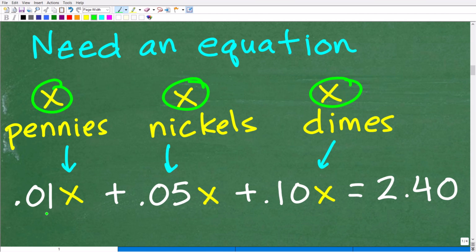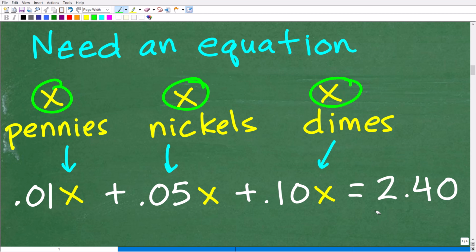Pennies are going to be 0.01. A nickel will be 0.05, and dimes will be 0.10. If we had quarters, that would be 0.25, and of course, a dollar will be 1. So 1.10 is $1.10, for example. But most people understand that because we're dealing with $2.40, which is $2 and then 0.40 is 40 cents.